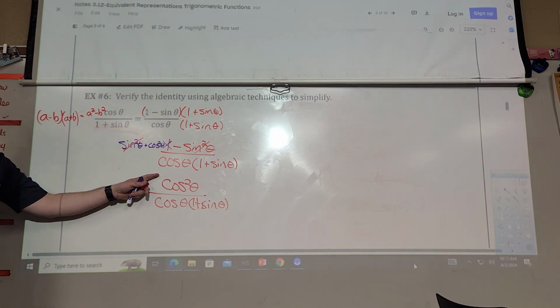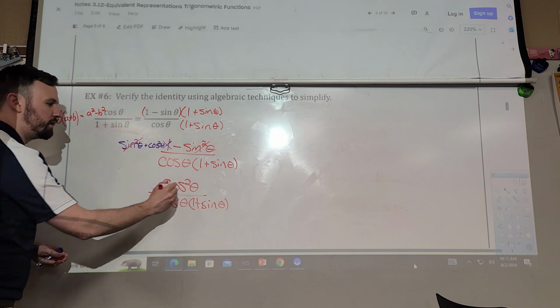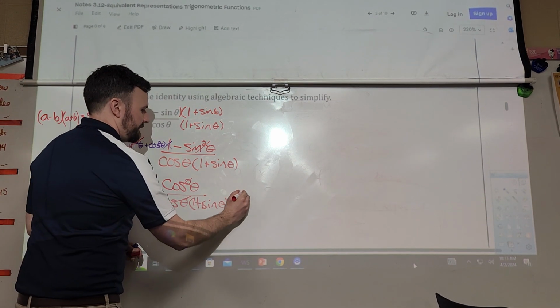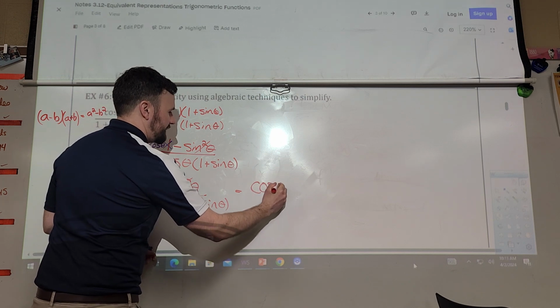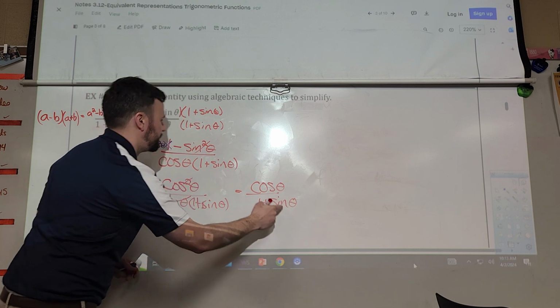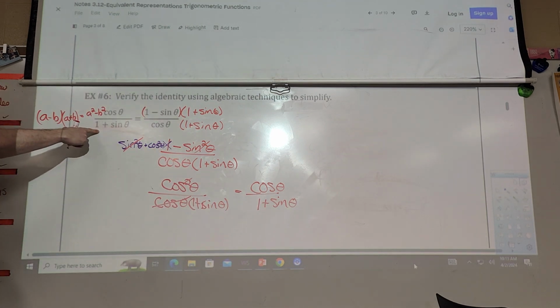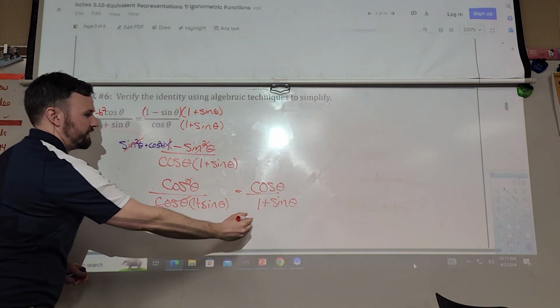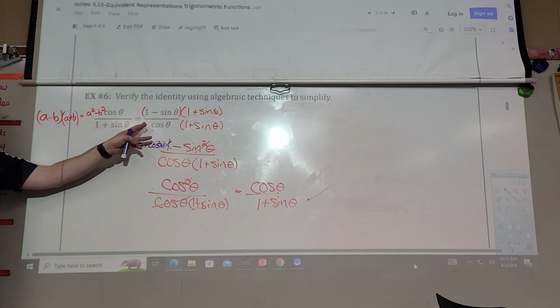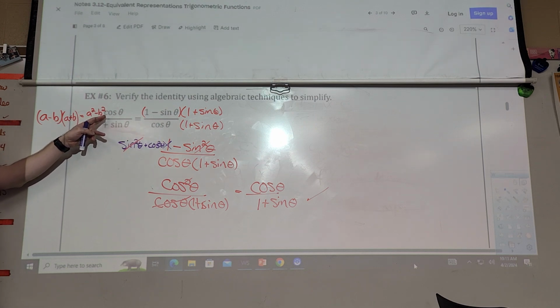What happens to one of my cosines? One of my cosines cancels because there's 2 and 1. So you're telling me that beast equals this? Are they the same? Boom. Now what's wild is, could I have done the same exact thing to the left side and got to equal that? What would I multiply my top and bottom by though? 1 minus sine, right? And then it would become the conjugate.